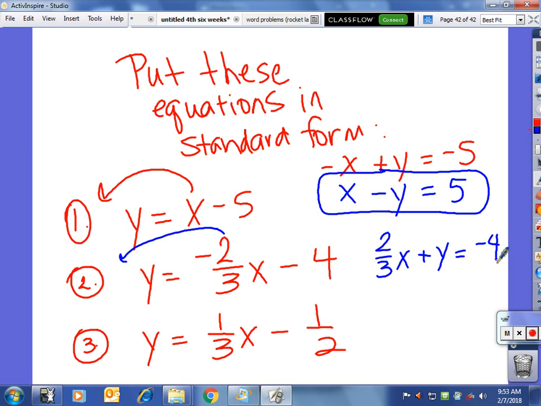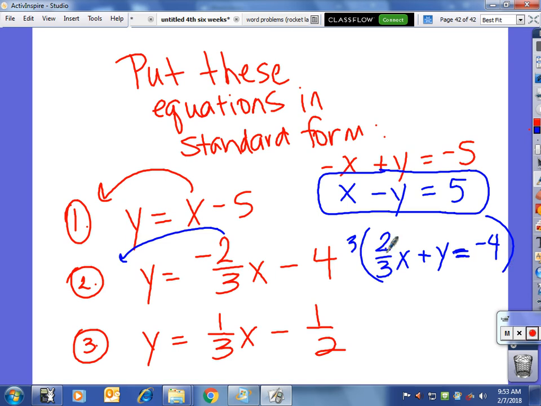Okay, this one has a fraction. You cannot have fractions in standard form, but we can easily get rid of it because it's an equation, as long as we do the same thing to all numbers on both sides. What can I do? Multiply everything by 3. Why 3? Because that's what my only denominator is. You want that 3 on the bottom to cancel out.